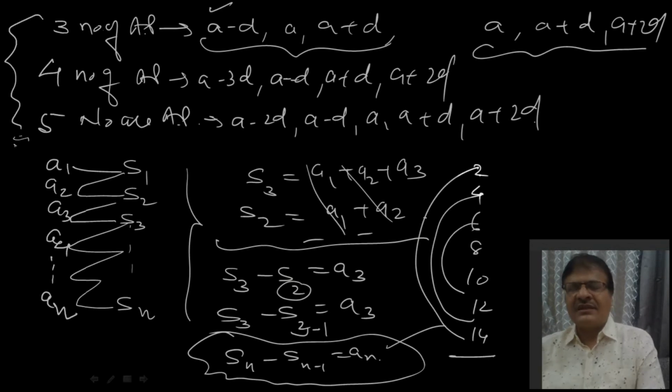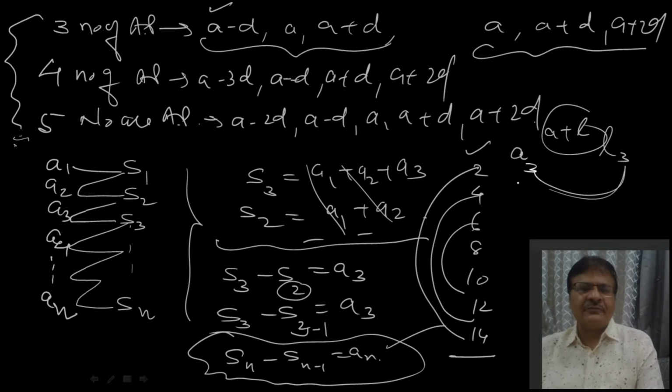So the terms equidistant from the first term and the last term, from start and end, their sum is the same, that is equal to the sum of first and last term. Means the third term from the beginning and the third term from the last, their sum is equal to the sum of first term and last term, that I am going to explain. So please do remember, sometimes it is helpful in solving the problems.